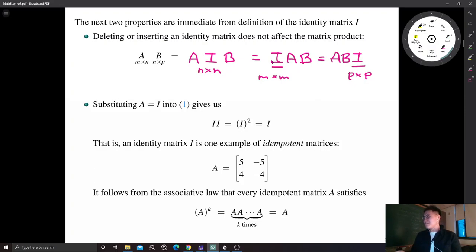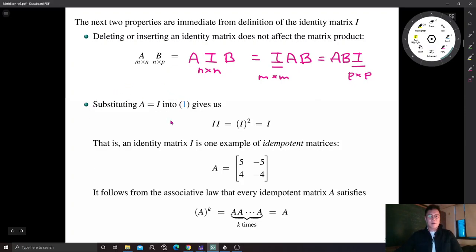That is just like the number one in scalar algebra, so that is quite intuitive. Because AI is just A, so A times B, and IA is just A, so A times B, and BI is just B. So in the end, we are going to get A times B.